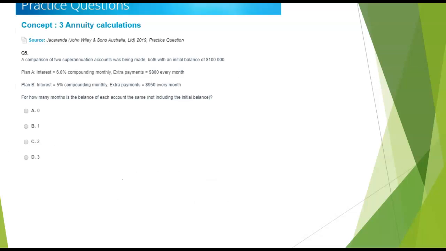And our last question, I think it's our last question, comparison between two super funds. Both these super funds have an initial balance of $100,000. Plan A is 6.8% compounding monthly with $800 added each month. Plan B is 5% compounding monthly with $950 provided each month. How many months is the balance of each account the same, not including the initial balance? So we have to work out how many months they're the same.